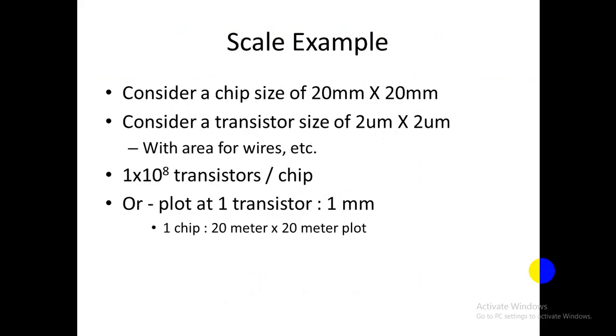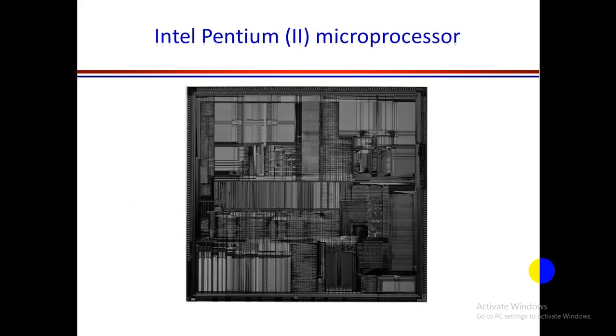Scale example: consider a chip of 20 mm by 20 mm, with features of maybe 2 micrometers by 2 micrometers, with area for wires, etc. It could be 1 times 10 to the power 8 transistors per chip, like that. This is the Intel Pentium 2 microprocessor.